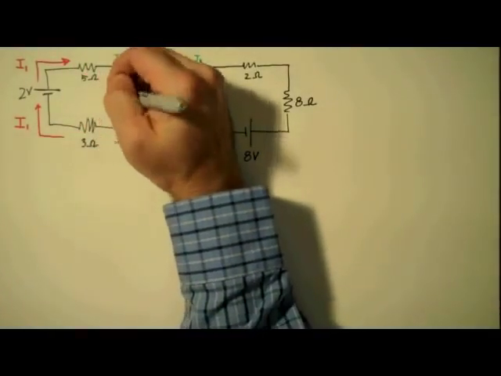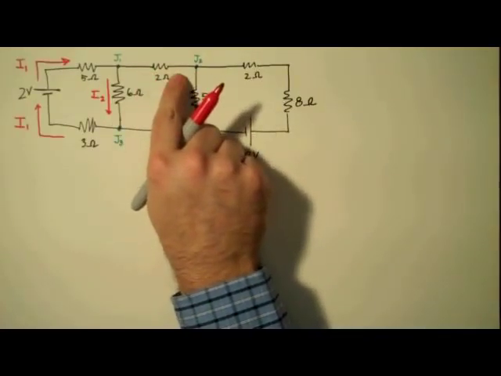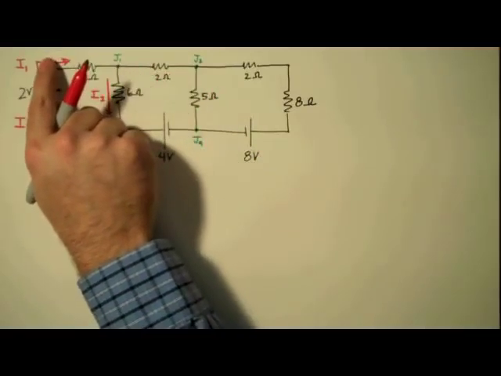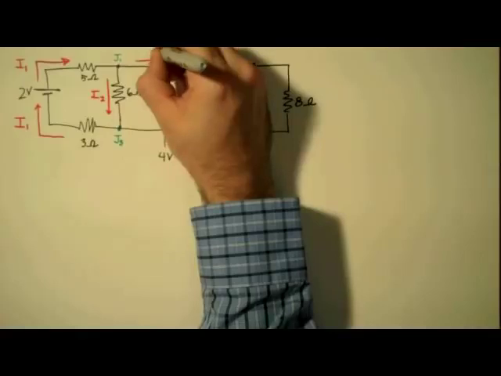Now when I1 reaches junction 1, it splits into 2 currents. We'll call this current I2, and normally we'd call this current here I3. Instead, we're going to invoke the junction rule up front and say I1 is equal to I2 plus I3. And if we rearrange this equation, we have I3 is equal to I1 minus I2. And that is how we're going to label this current.